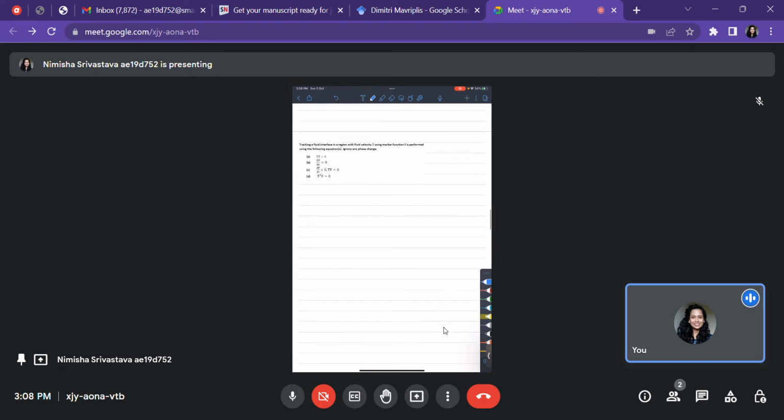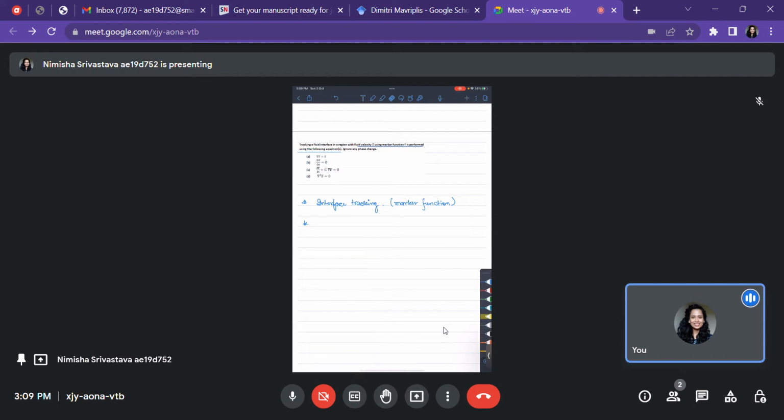tracking the fluid interface in a region with fluid velocity u using a marker function is performed using the following equations. So here we are talking about a method which is going to be interface tracking, not interface capturing, because here we are dealing with the marker function. So how is it governed? It's governed using the basic equation that is used for all other conserved variables as well.